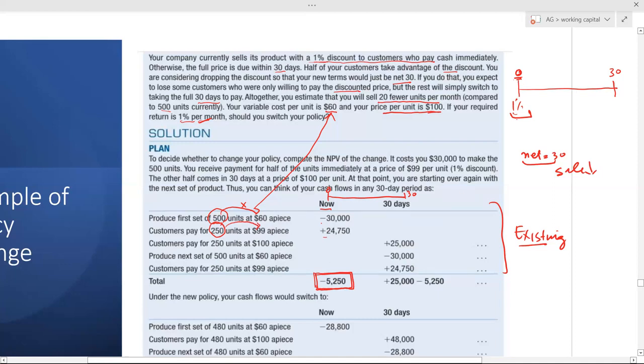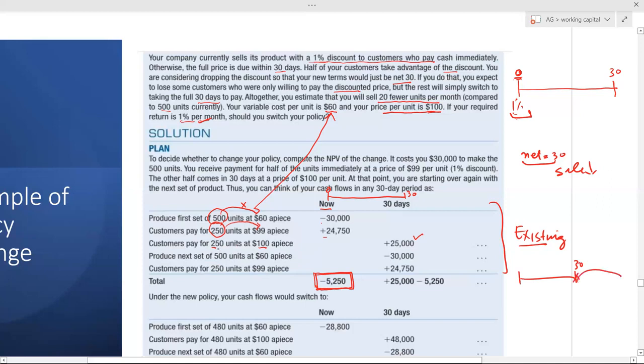After 30 days, what will happen? When we approach 30 days, the remaining customers will pay us in full because they are not using the discount. So at 100 per piece and 250 pieces, you are going to get 25,000. But your next round has also started, meaning you will also produce, because your total duration is 30 days. So when the 30 days are over, new sales will start.